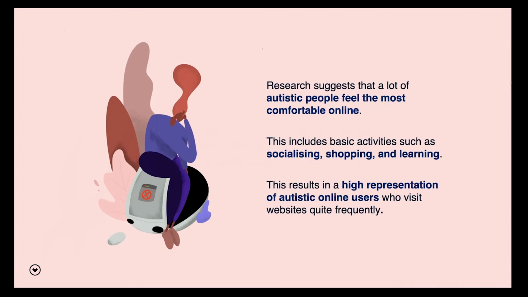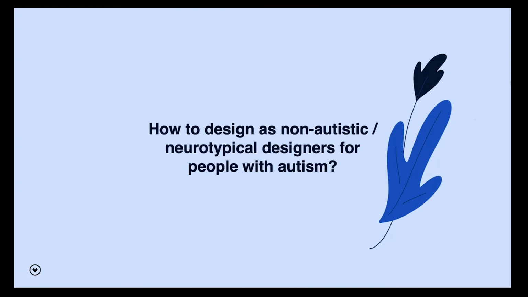And also, beside the pure number, a lot of research has shown that a lot of people with autism love routines and often really struggle with changing social environments. A lot of them feel very comfortable online, and use websites, the internet and digital experiences to socialize, to shop, to learn, and therefore there's quite a high representation of people with autism online. You can't go on Google Analytics and check the exact number, but there are a lot of users that we probably analyzed without knowing they had autism. And that brings me to how to design as non-autistic, neurotypical designers for people with autism.